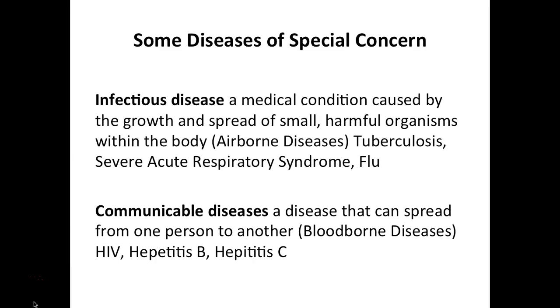Okay, some diseases of special concern: infectious diseases. Infectious diseases are a medical condition caused by the growth and spread of small, harmful organisms within the body. Airborne diseases such as tuberculosis, severe acute respiratory syndrome, SARS, and the flu are all infectious diseases. And then a communicable disease is a disease that can be spread from one person to another. So bloodborne diseases, HIV, hepatitis B, hepatitis C, those are all bloodborne. So there's a difference between those, and you need to know those.